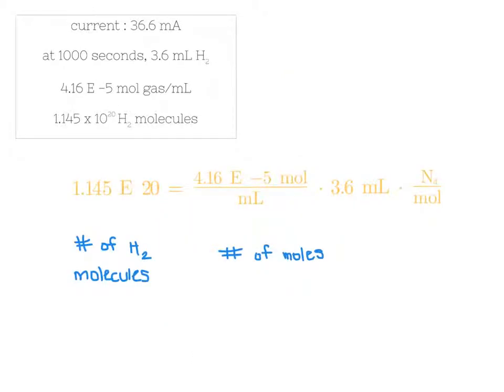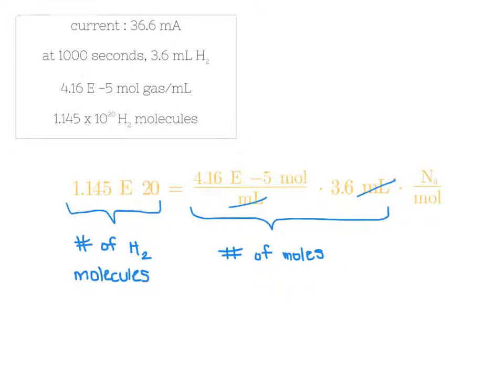Alright, we've got all the values we need, so we can finally set up the last equation. On the left side, we're going to put the number of hydrogen molecules that we just found, and that is 1.145 times 10 to the 20th. On the right side, we're going to put in our 4.16 times 10 to the negative 5th moles per milliliter and multiply that by 3.6 milliliters. This bit right here gives us the number of moles. And if you notice, our milliliters cancel out and the units match up.